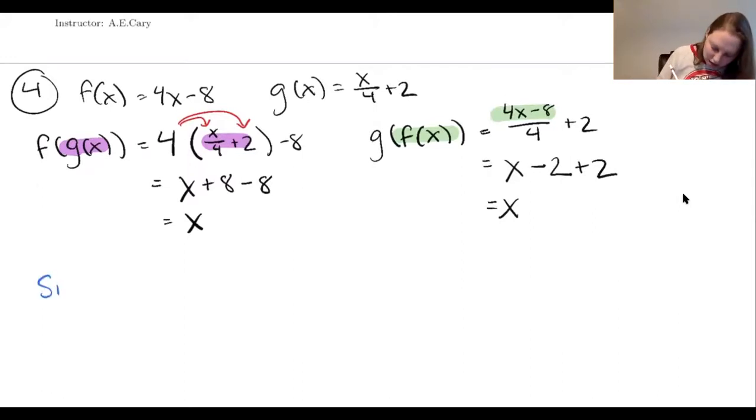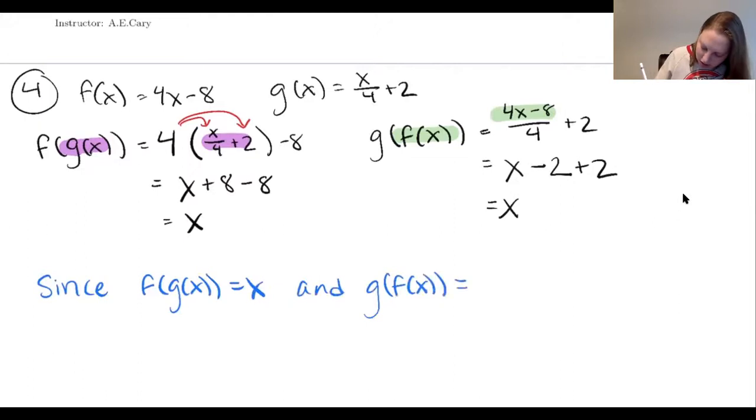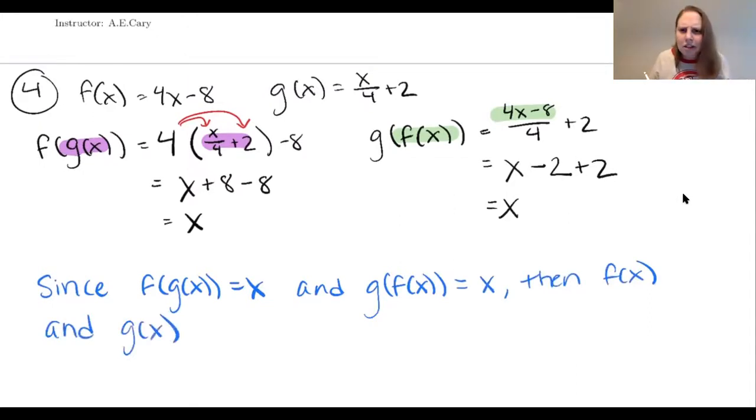But I might say, since f of g of x is equal to x, because that's what we wanted, and g of f of x is equal to x, then f of x and g of x, let me know in the chat. Yes, are these inverses? No, they are not inverses.